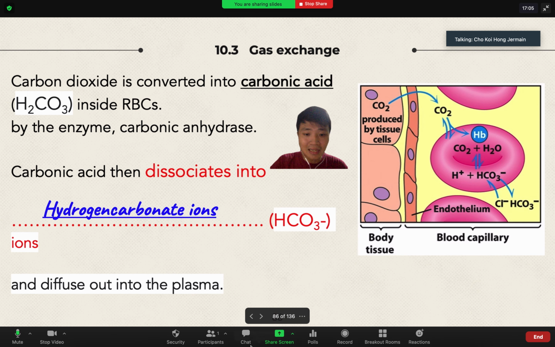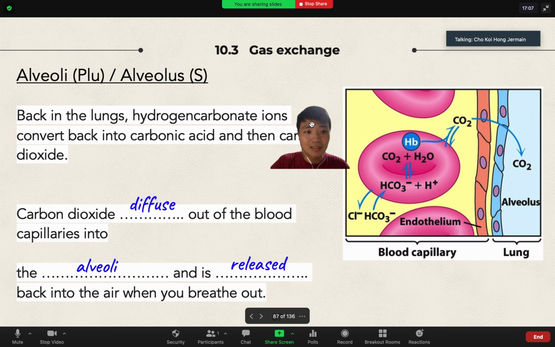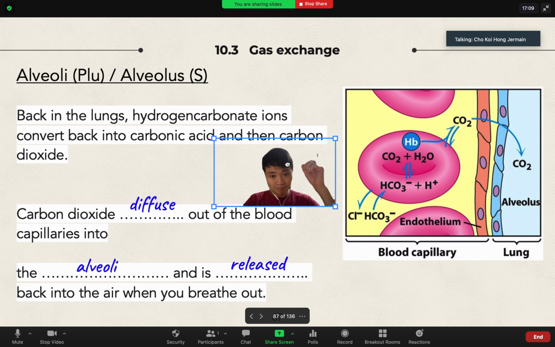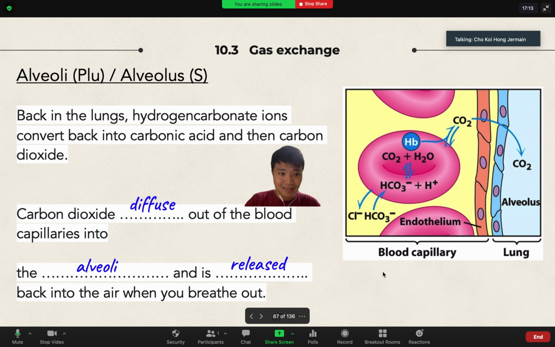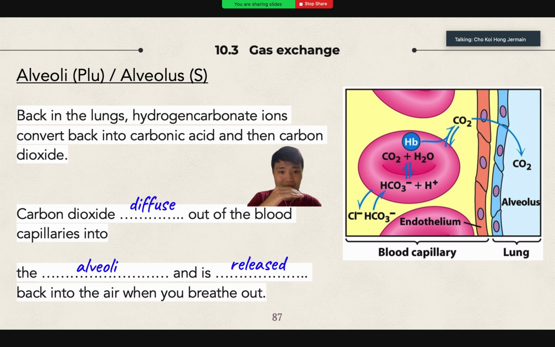When it goes back into the lungs again, we reach the last step here. Okay, so back in the lungs, the hydrogen carbonate ions will convert back into carbonic acid, and then into carbon dioxide. So when back in the lungs, the reverse will happen.